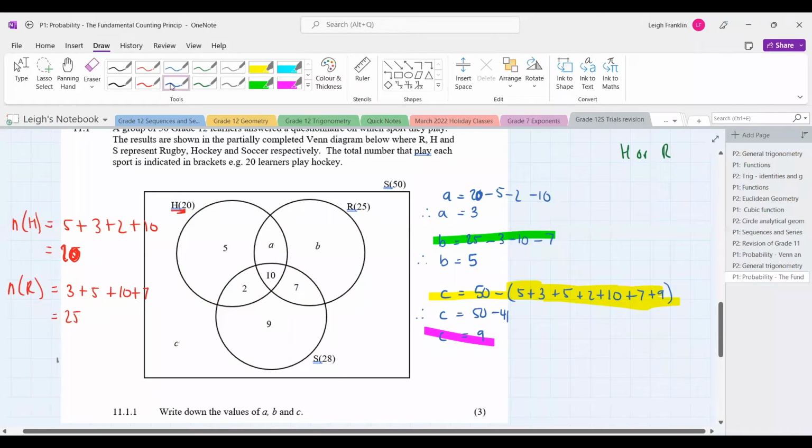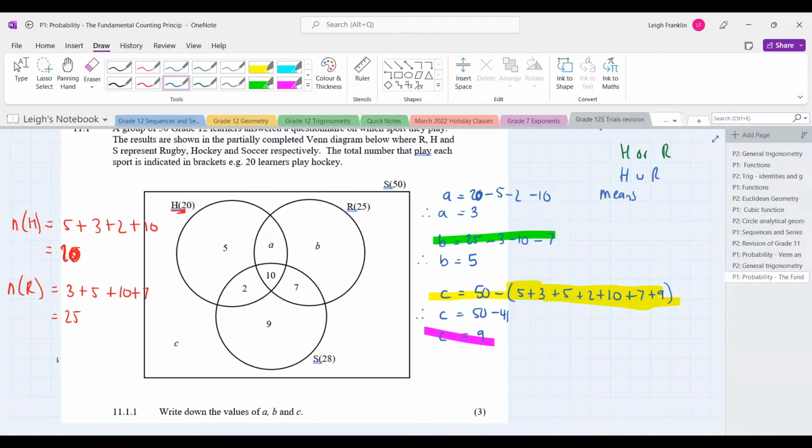Okay, so Khola and everybody else, hockey or rugby means hockey or rugby or both. And when I say both, I mean the intersection of hockey and rugby. So both means hockey and rugby. In other words, what I'm doing is adding everything inside H to everything inside R.